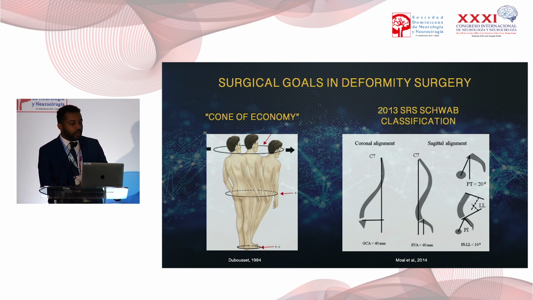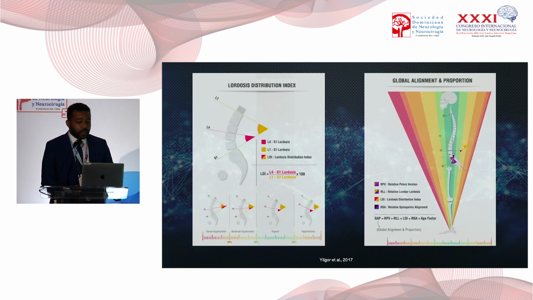What are those? Well, in terms of coronal alignment, you want your coronal alignment to be less than 4 centimeters off midline, and in terms of the sagittal vertical axis, you really want that under 4 centimeters as well. Pelvic tilt is a really important concept, and you want that below 20 degrees. And the pelvic incidence lumbar lordosis mismatch is very important, and we've learned over the years that you really want that within 10 degrees.